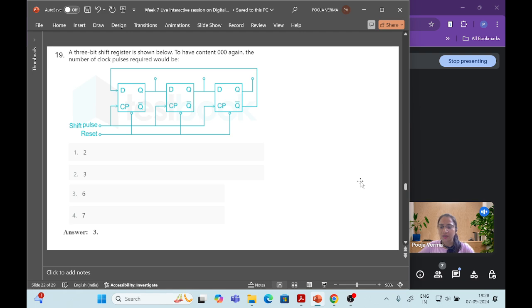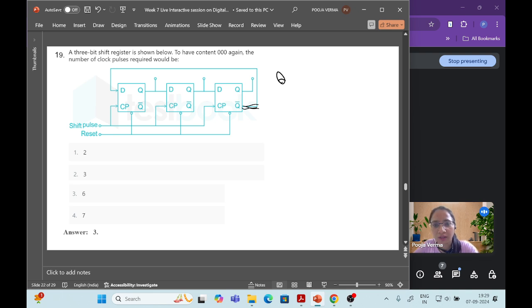So the next question is: a 3-bit shift register is shown below. To have the content 000 again, what number of clock pulses are required? Here the clock pulse is given, reset is given, and it is a D-type flip-flop, and the complemented output of the last flip-flop is connected to the input of the first flip-flop.